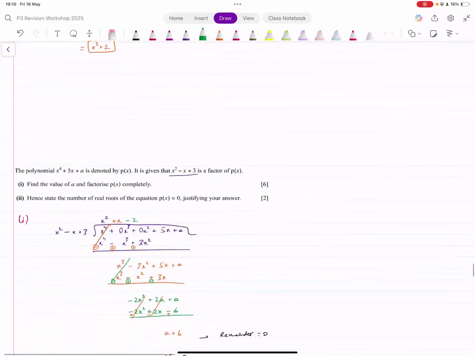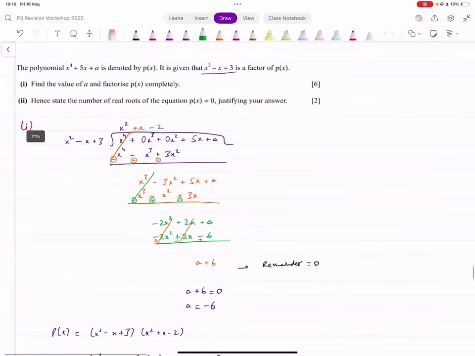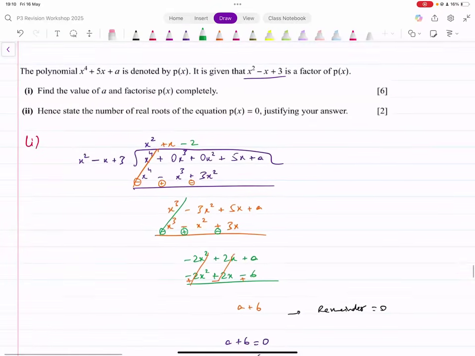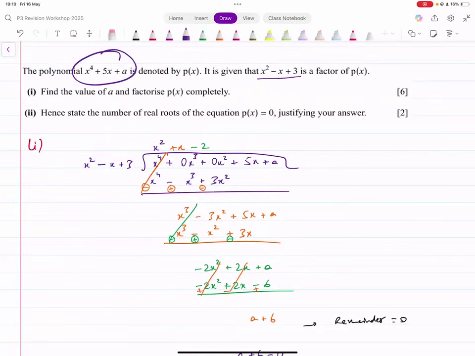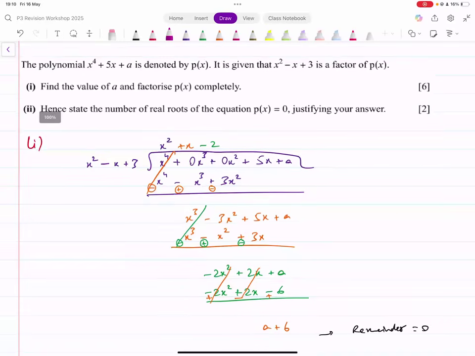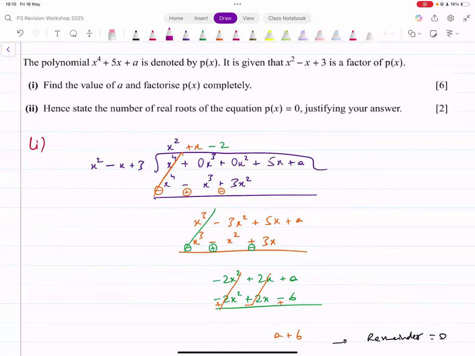It's just an example of synthetic division. But let's have a look at this now. What if you have something like this? This polynomial is p of x, and it is given that this is a factor of p of x. We have to find the value of a and hence factorize p of x. Now, this is a quadratic factor. When it's a quadratic factor, remainder theorem does not work. Synthetic division also does not work. In this case, we just do long division, right?